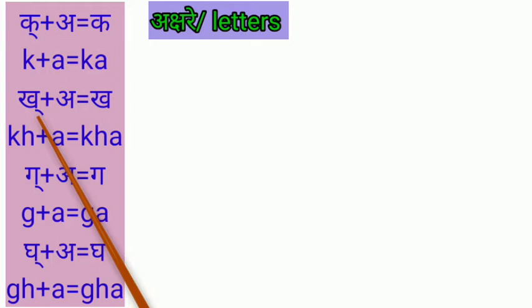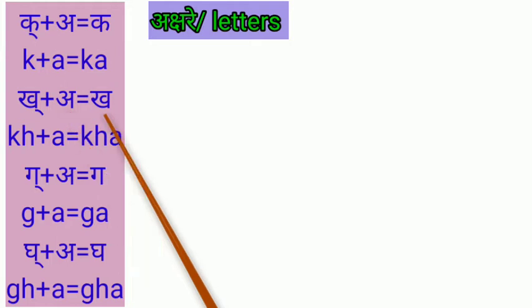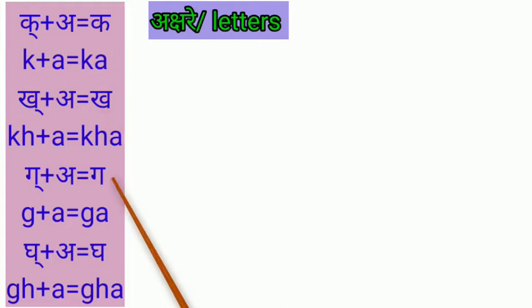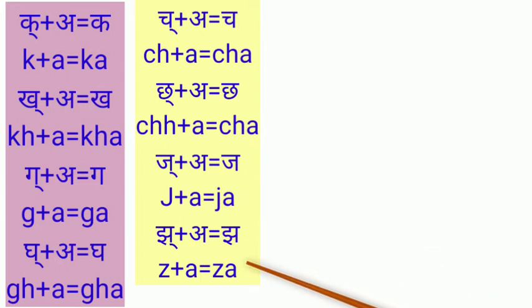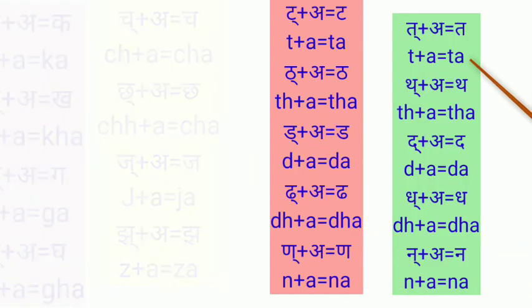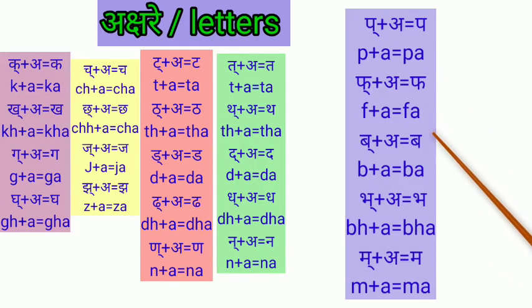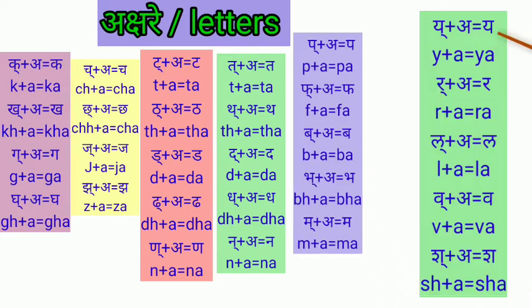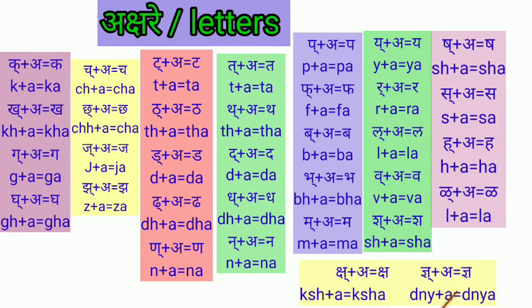Next is K. How to get K? Let's see. K consonant or Vyanjane here plus A swar is equal to K akshar or K letter, and its sound joined together is K. Same like G, G, Ch, Ch, Z, Z, N, T, T, D, D, N, T, T, D, D, N, P, P, B, B, M, Y, R, L, V, Sh, Sh, S, H, R, Ksh, Ny.